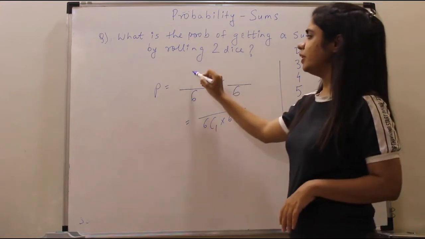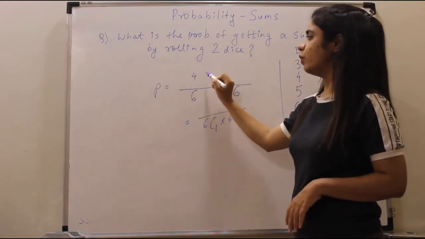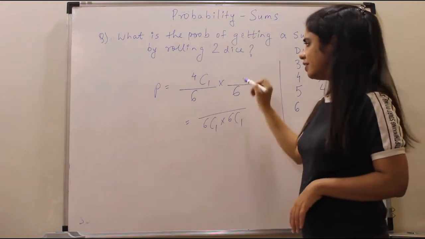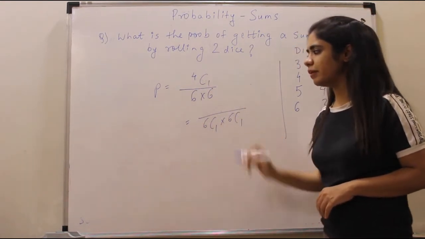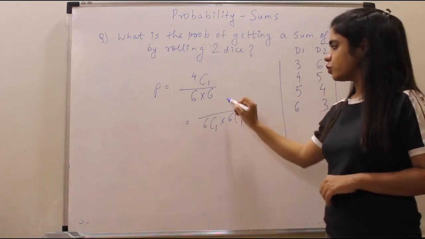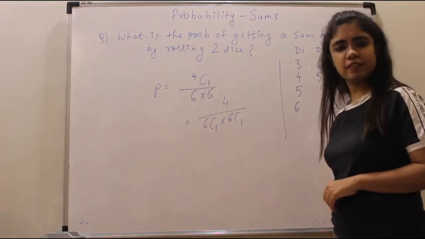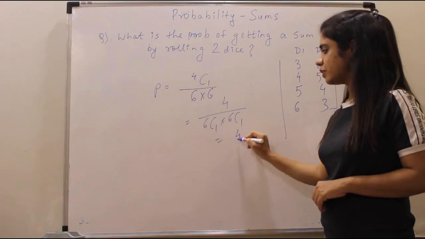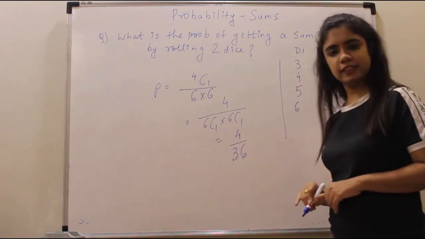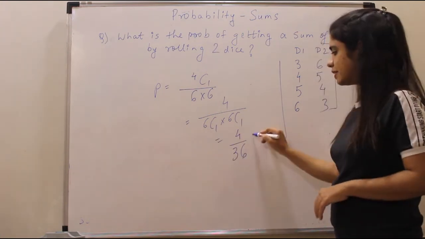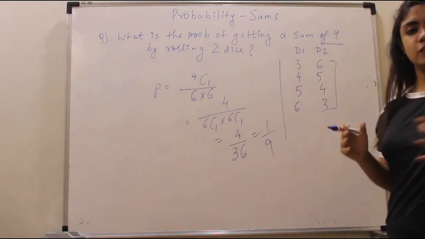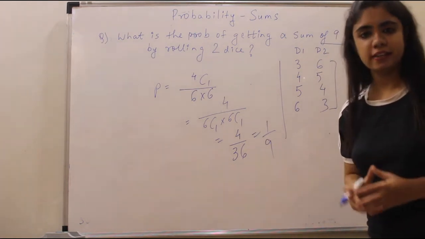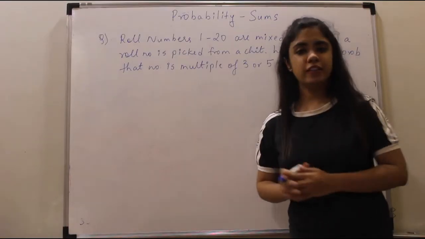So here my numerator will be 4C1. They will get multiplied directly. So this is 4C1 upon 6 into 6. Here also it's 4C1 upon 6C1, 6C1. So your answer will be 4 upon 36. 4 upon 36 means 1 upon 9. So there are only 4 cases where your addition will come out to be 9. Now let's look at the next problem.